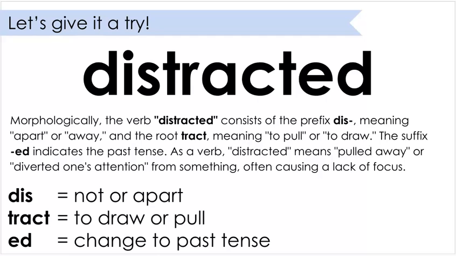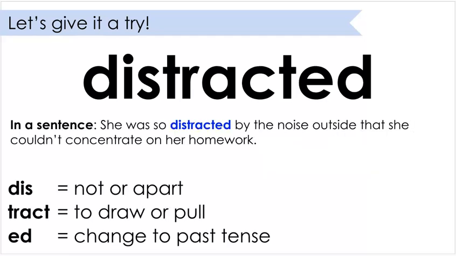Morphologically, the verb distracted consists of the prefix dis, meaning apart or away, the root tract, meaning to pull or to draw. The suffix ed indicates the past tense. As a verb, distracted means pulled away or diverted one's attention from something, often causing a lack of focus. Some of you might be distracted right now. In a sentence, she was so distracted by the noise outside that she couldn't concentrate on her homework.